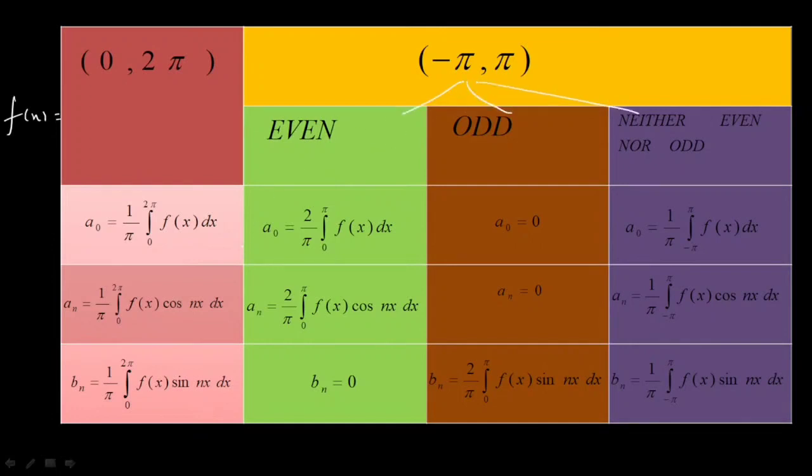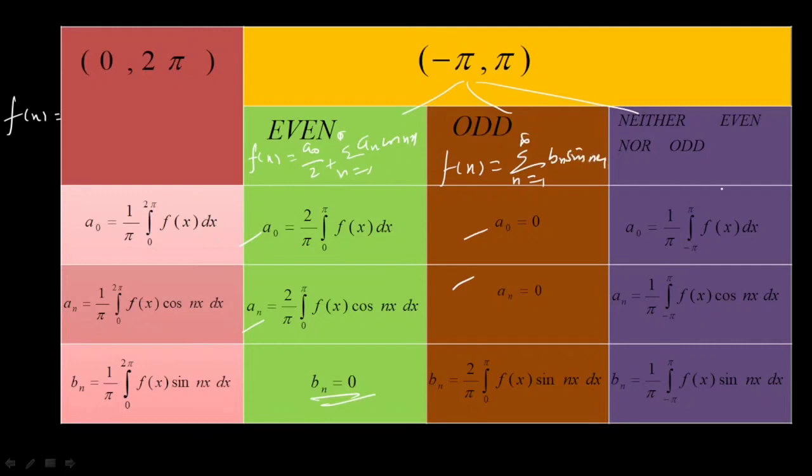If it is even, we have the values of only a naught and an, and the value of bn becomes 0. So your f of x is of the form a naught divided by 2 plus sigma n varies from 1 to infinity a n cos n x alone. This is the general form under even. If it is odd, a naught and an become 0, and we have only bn alone. So in that case your general form is that the series consists of only bn sin n x alone.